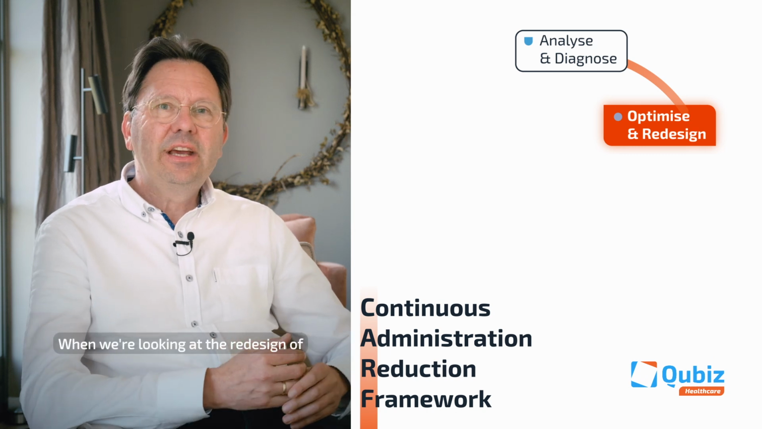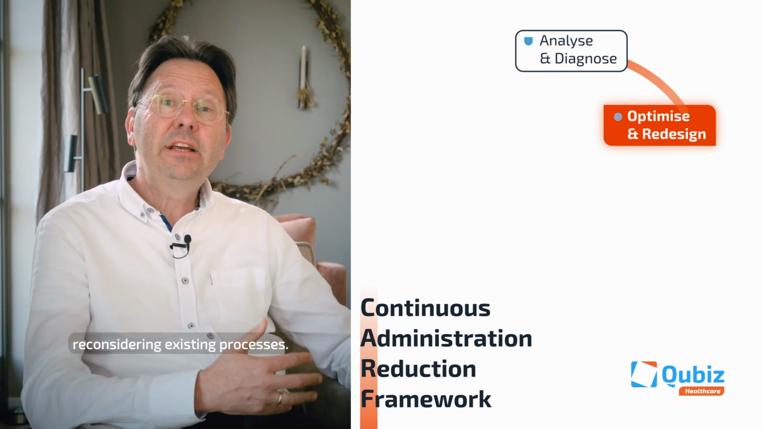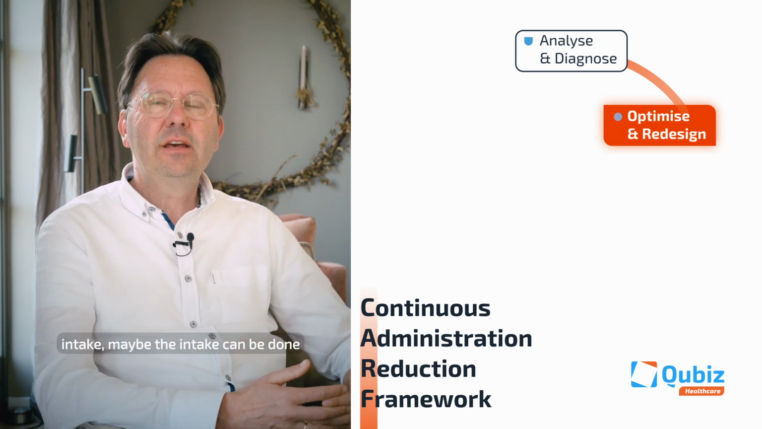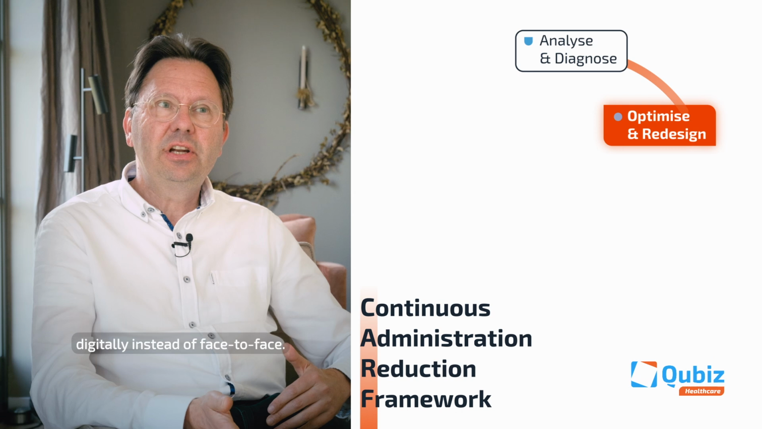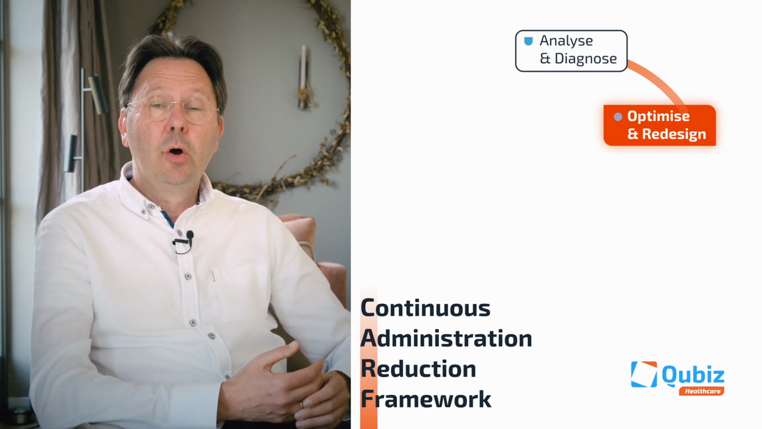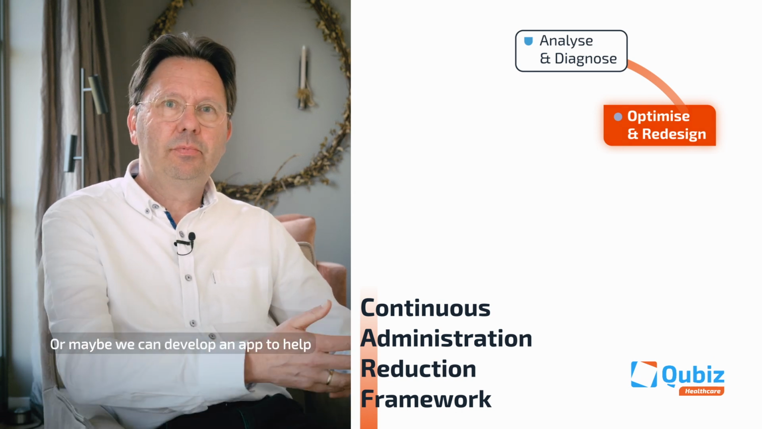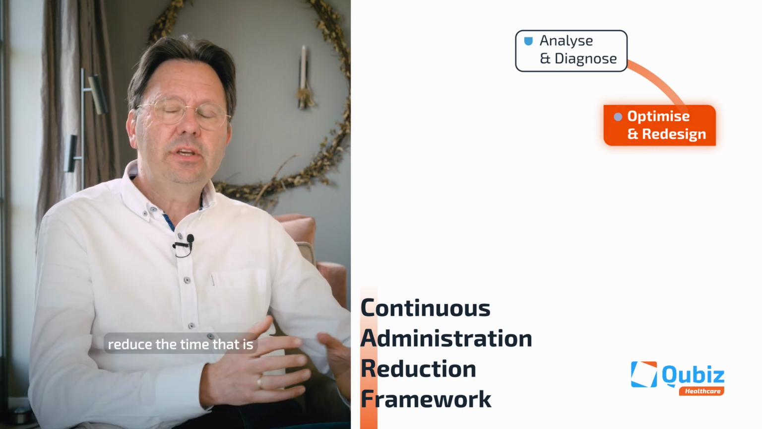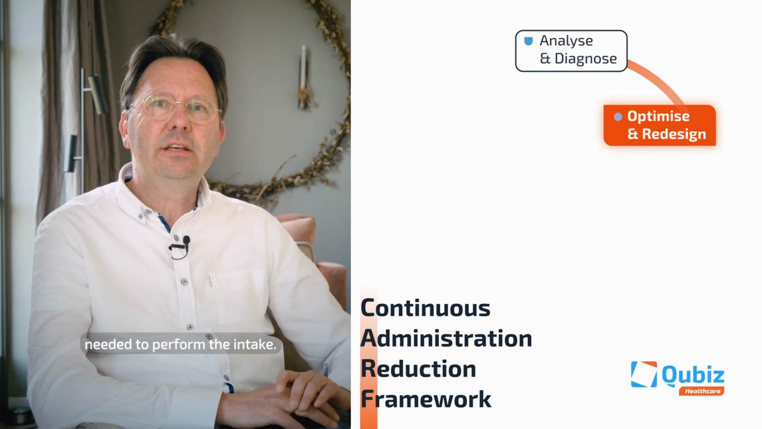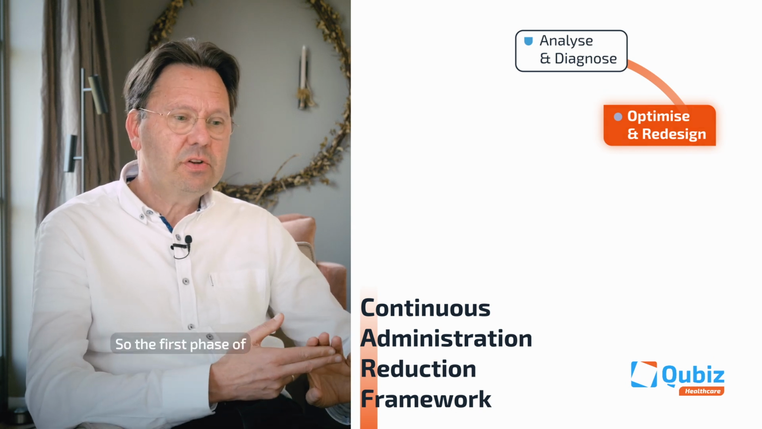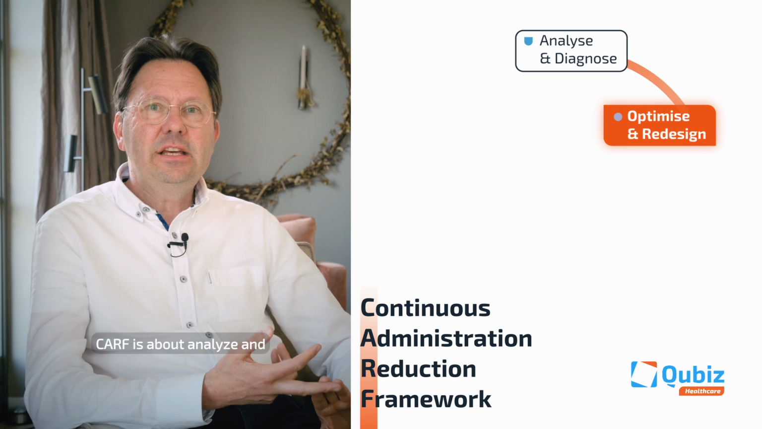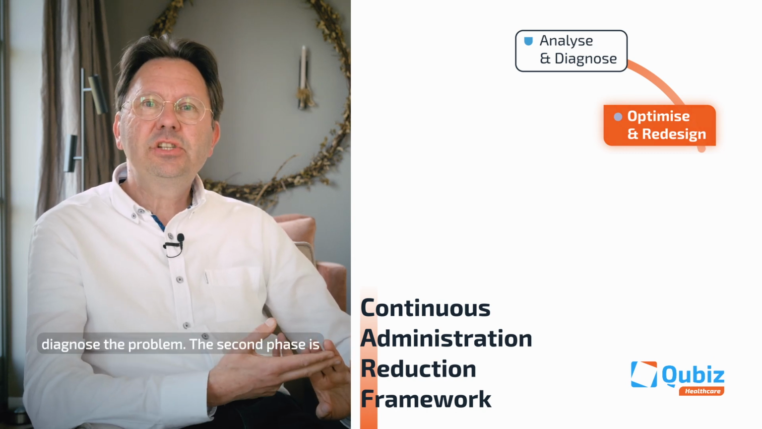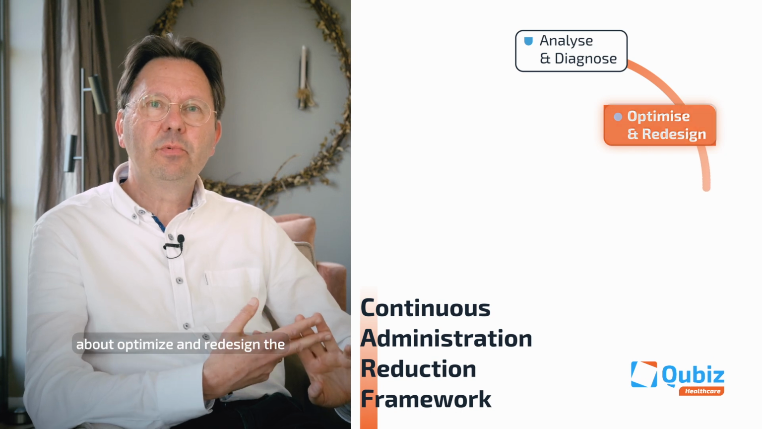When we're looking at the redesign of processes, we're really reconsidering existing processes. So for instance, in the case of an intake, maybe the intake can be done digitally instead of face-to-face. Or maybe we can develop an app to help the patient prepare for the intake, and this way reduce the time that is needed to perform the intake. So the first phase of CARF is about analyzing and diagnosing the problem. The second phase is about optimizing and redesigning the processes.